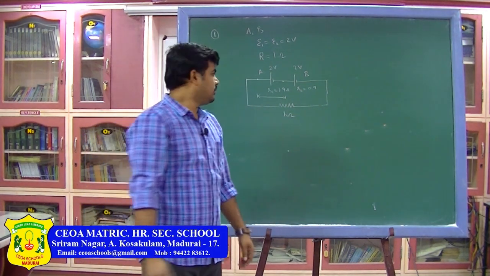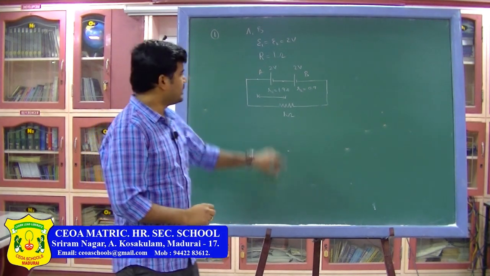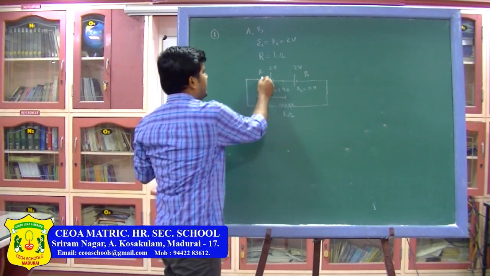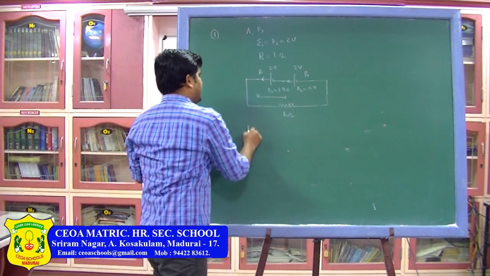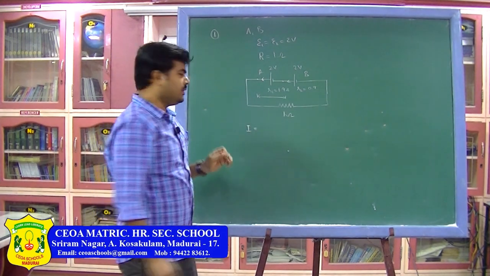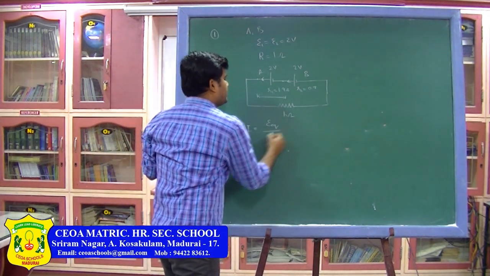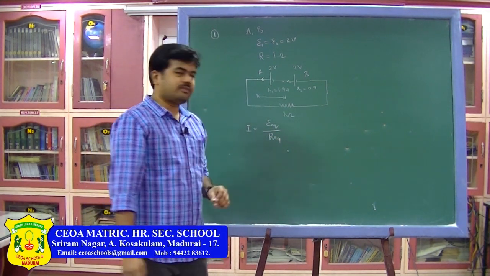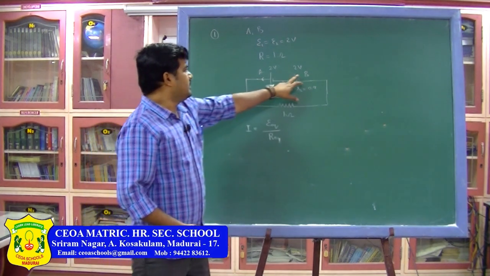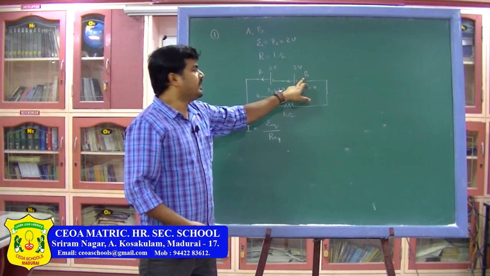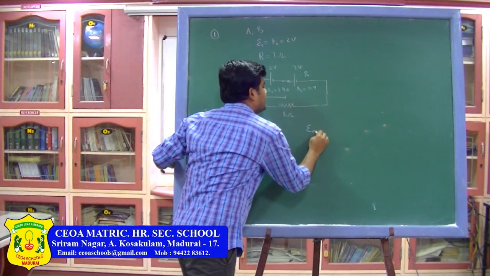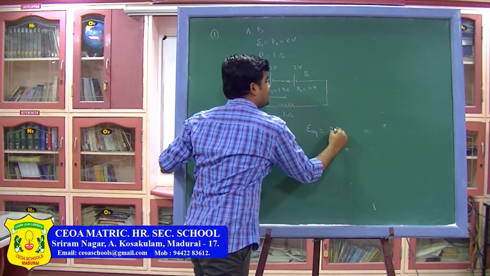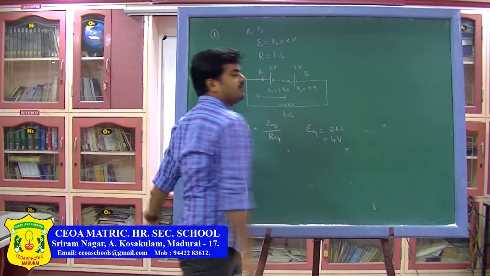For finding the potential drop across the terminals of the first cell, we need to find the total current in the circuit. Let I be the total current. I is given by the effective EMF of the circuit divided by the effective resistance of the circuit. For the series combination of two cells, E equivalent is E1 plus E2, both having the same EMF, so 2 plus 2 gives 4 volts, which is the equivalent EMF.